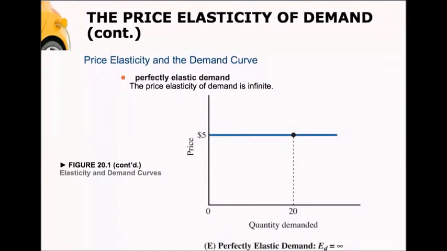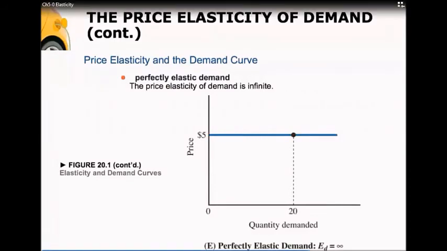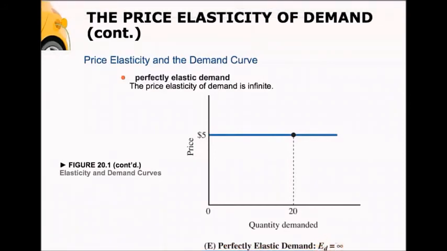Perfectly elastic is the diametric opposite of perfectly inelastic. A perfectly elastic demand curve is flat, and we can see any change in the price would lead to an infinite change in the quantity demanded. So perfectly elastic demand has a price elasticity of infinity.